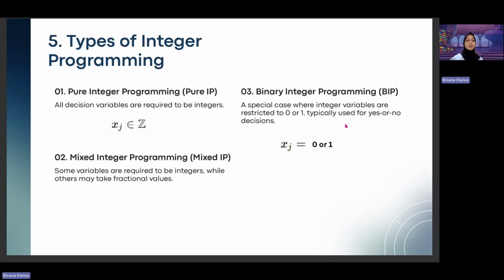The types of integer programming. There are 3 types of integer programming. The first one is pure integer programming: all decision variables are required to be integers. The second, mixed integer programming: some variables are required to be integers, while others may take fractional values. And the last one, binary integer programming, a special case where the integer variables are restricted to 0 or 1, typically used for yes or no decisions.